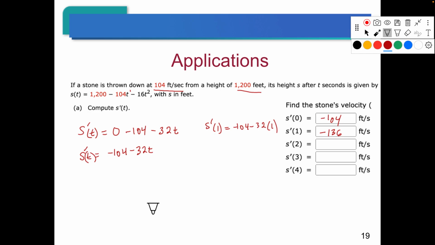1200, it's where it's starting. That's a y value, right? So at time 0, if you put in 0 for x's, it's at 1200. So just to help out a little bit, I'm going to set up my window with a y max of 1300, just a little bit bigger. I know I'll be at 1200, and then it's coming down.